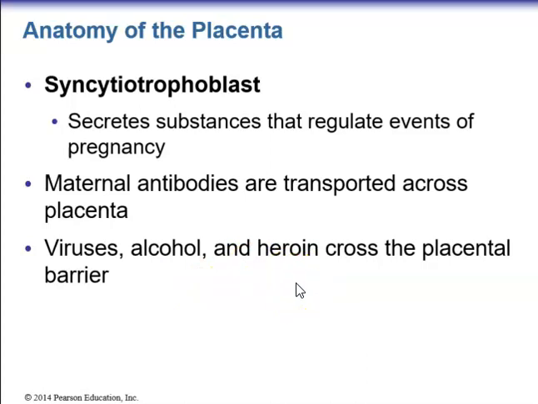We have pharmacological drugs that are considered teratogenic. Teratogenic meaning it could do harm to the fetus.